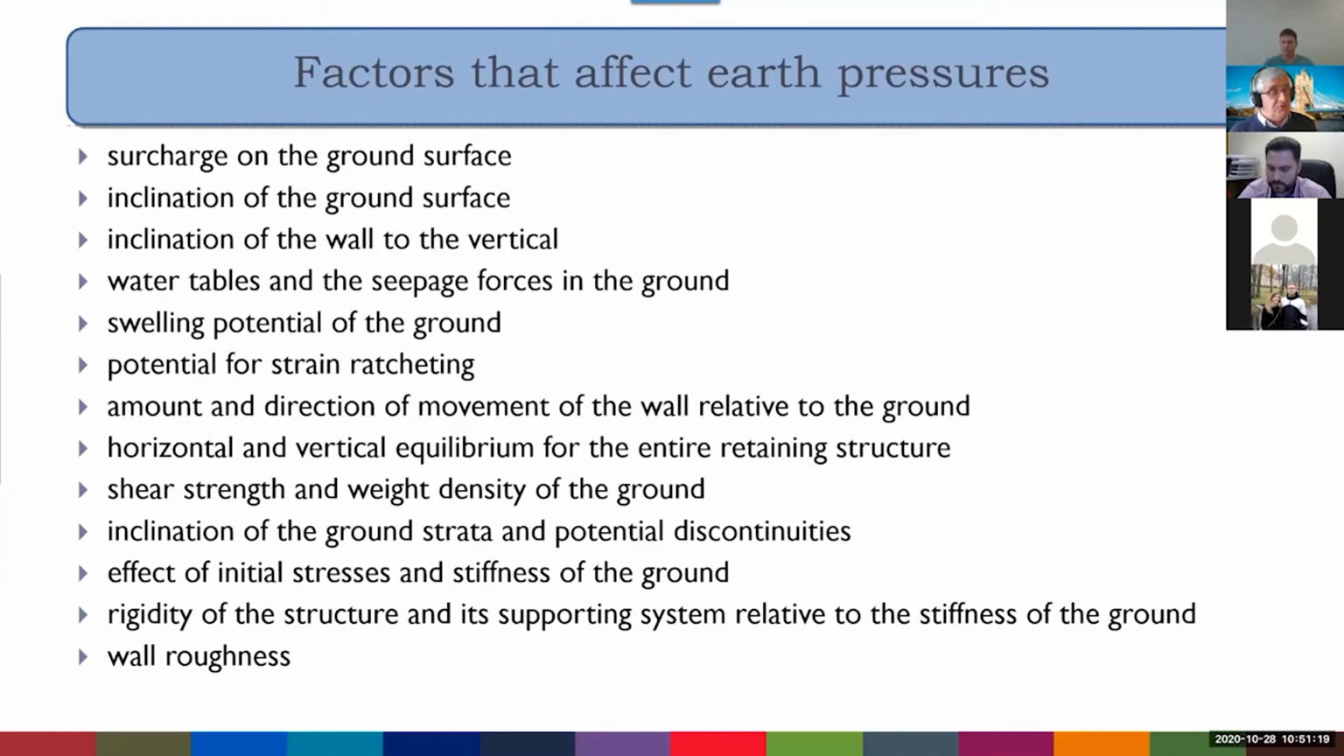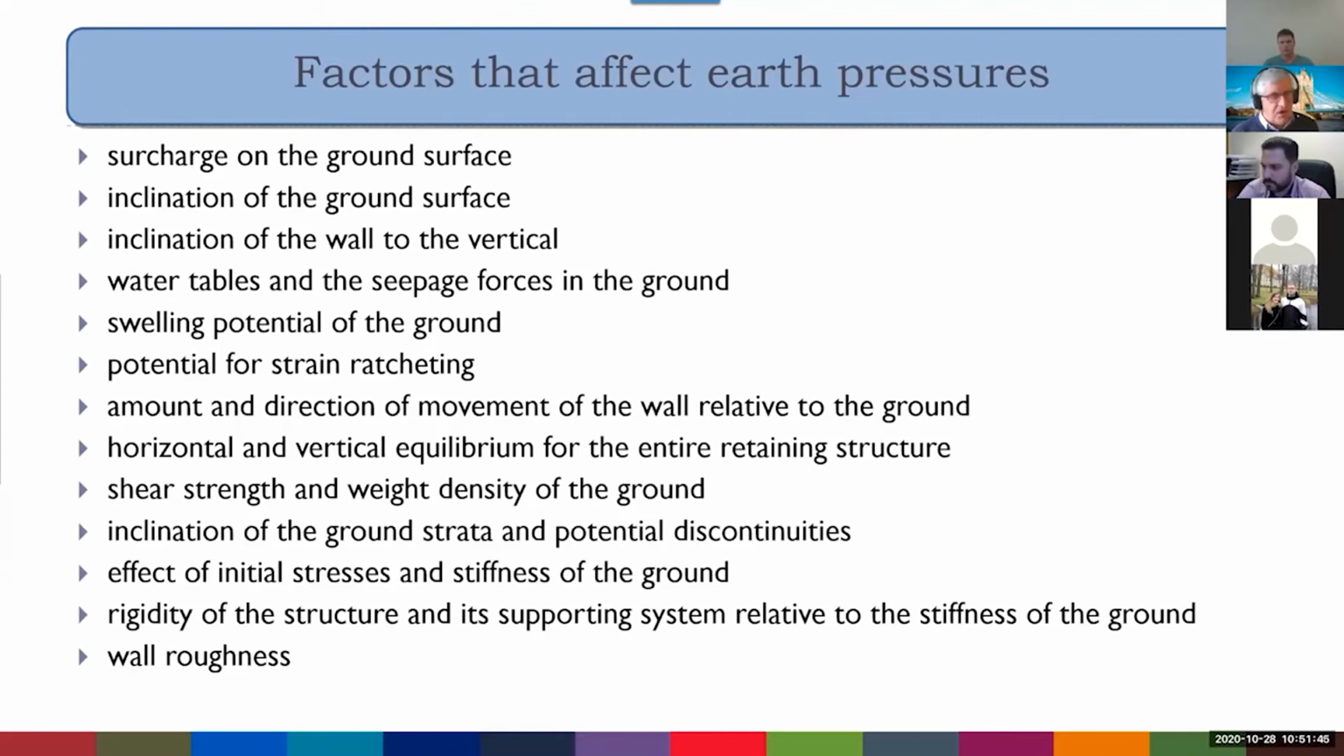The amount and direction of the movement of the wall relative to the ground. Is it active conditions or passive conditions? Vertical equilibrium of the wall is important. And then we're into the shear strength and weight density of the ground. The ground is a major contributor to the forces on the wall. So we've got forces coming from the structure, but the ground contributes a large proportion of the permanent action on the wall.